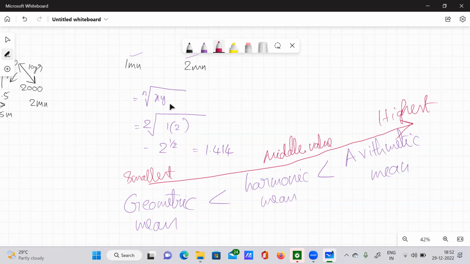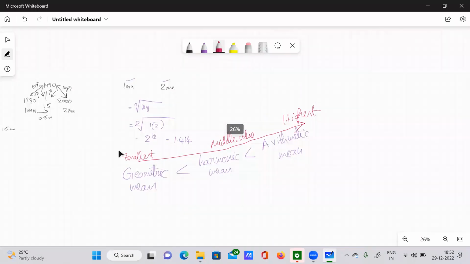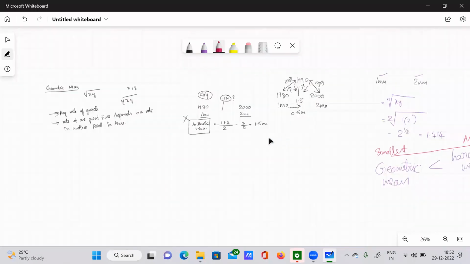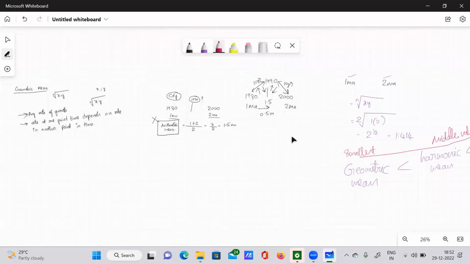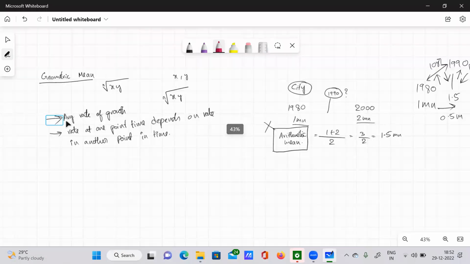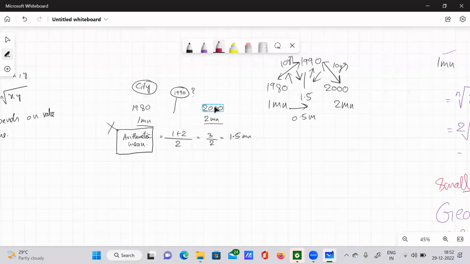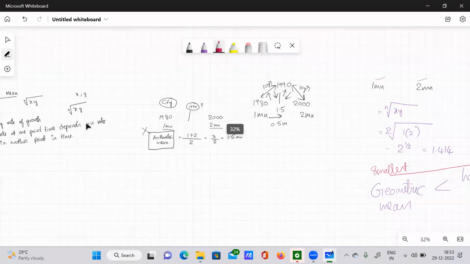So I think you have got some better clarity about the geometric mean. When do we use the geometric mean? We usually use the geometric mean when there is an average rate of growth concept in a particular problem, right? So the rate at one point depends on the rate at another point in time, right? See here, the rate actually depends upon the previous and the future point of time. We need to find the middle one, so we need to look at the previous one and the future one. In such scenarios we usually use the geometric mean.